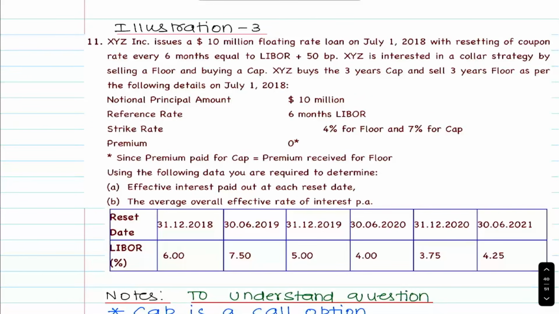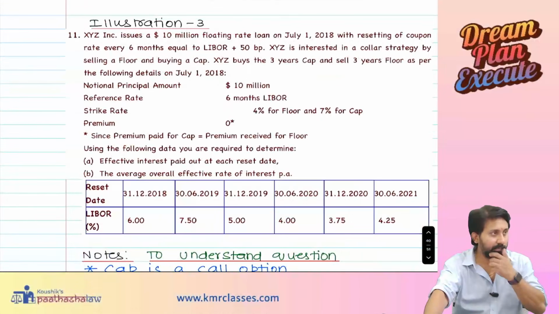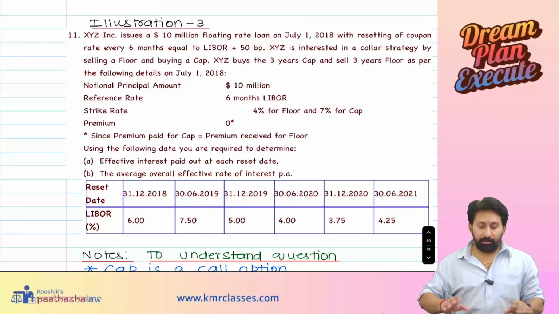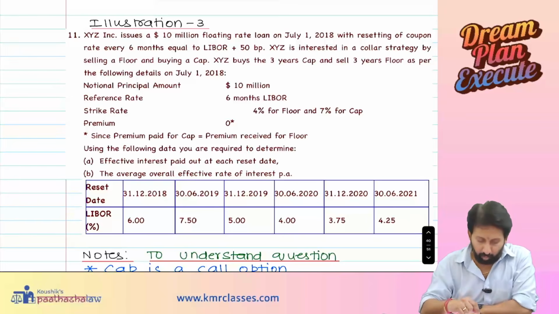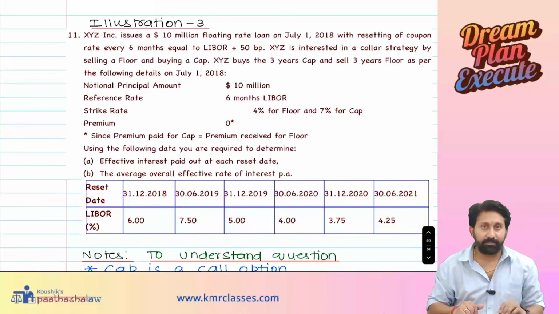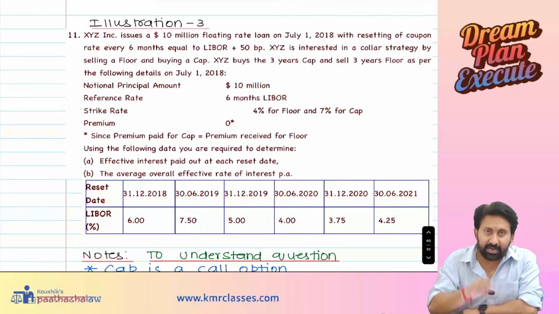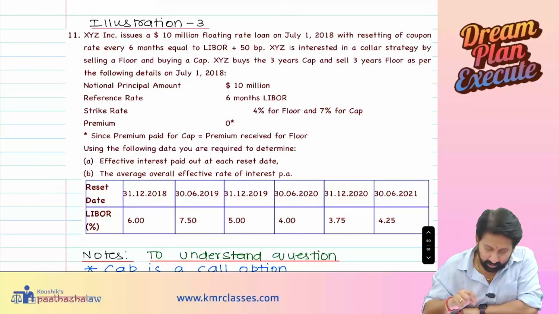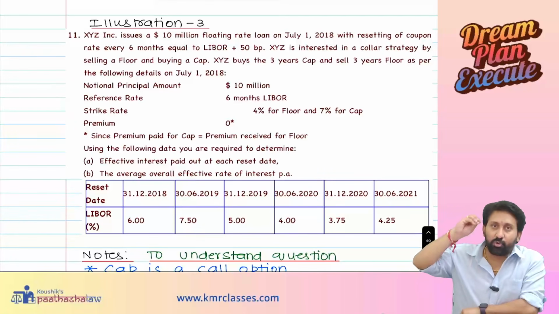Read the question. Let us start. First of all, what is this question? Let us first understand the question, then we can start the problem. There is a company called XYZ Incorporated, an Indian company first. They issued bonds.